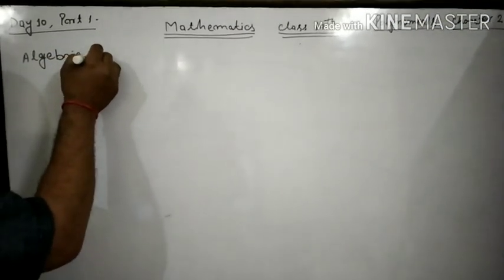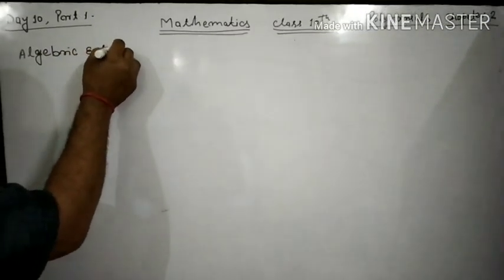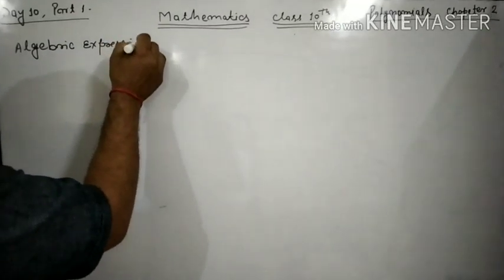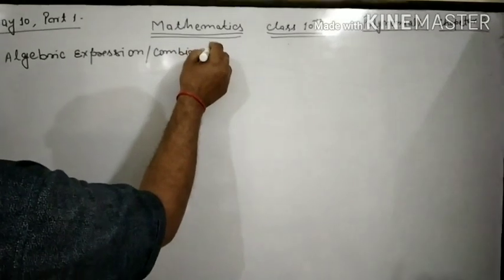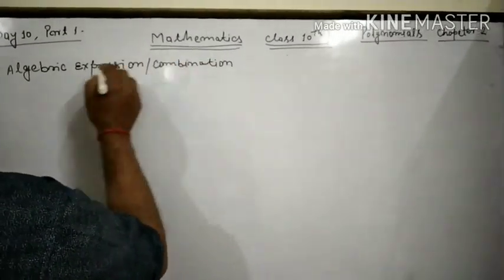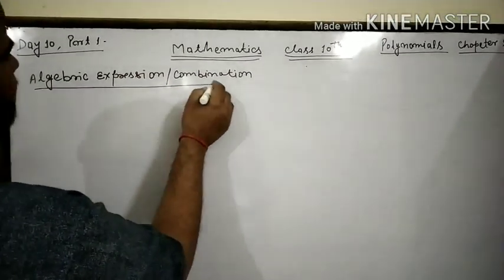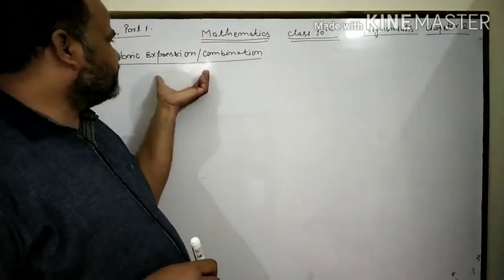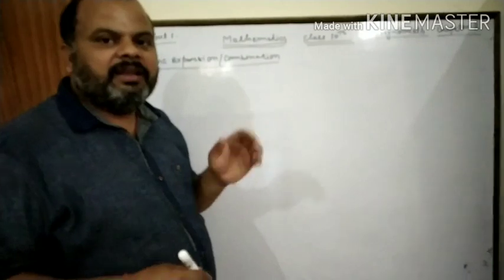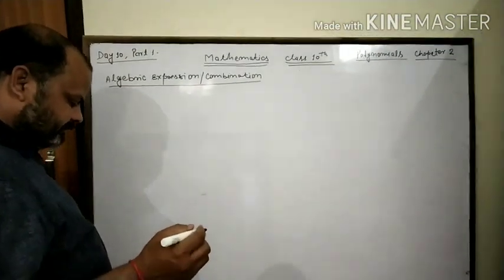Algebraic expression or combination. In algebraic expression and combination, it is a combination of numeral and literal. Numeral and literal.